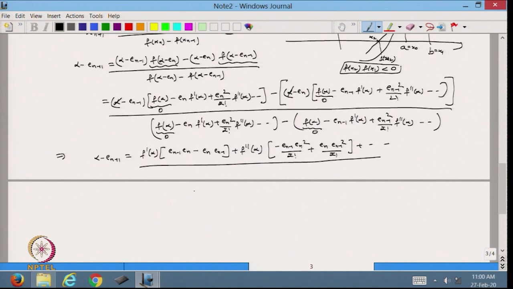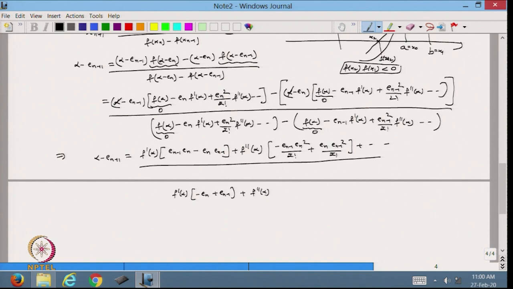the denominator. So, here I can find this value. From here, f'(alpha) times (minus E_n plus E_{n-1}), plus f''(alpha) times E_n^2/2! and this minus, so it will be E_{n-1}^2/2! and so on. So, this one is here.